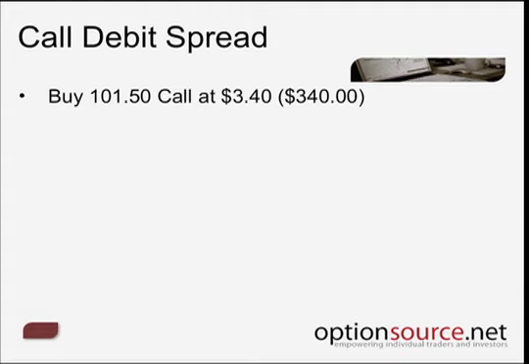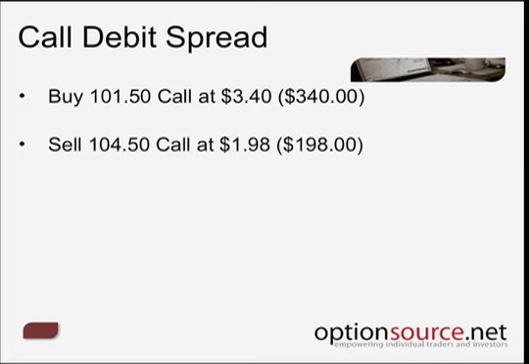So the objective here is that we're going to buy one 101.50 call, and we're going to pay out $3.40 or $340 for the option contract. We're going to sell the 104.5 call options at $1.98, and we're going to collect $198. What this results in is a net debit of $1.42 or $142. So you can see here what we've done is we've lowered our cost basis from $3.40, which would be the outright cost for the purchase of the call option, all the way down to $142 or $1.42.